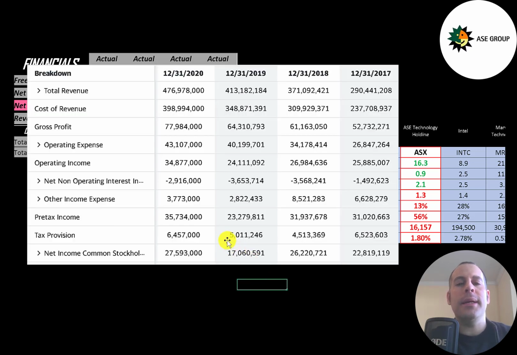This is the company's income statement. All the numbers are in Taiwan dollars. I converted them to US dollars on my Excel spreadsheet. The top line is the revenue, the sales. Below that is the cost of revenue. These are the expenses directly related to generating the revenue. And the difference is the gross profit. And their gross profit grows nicely each year.